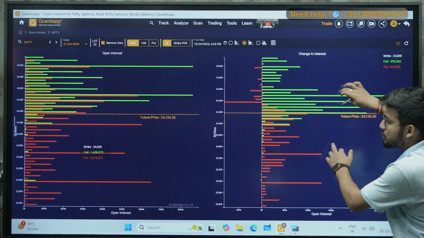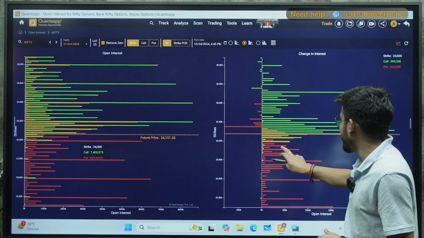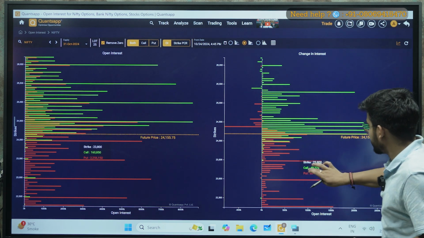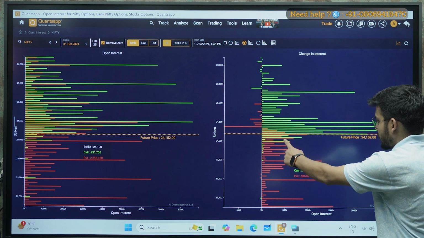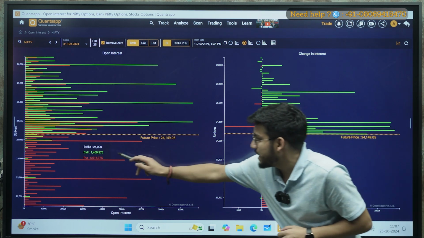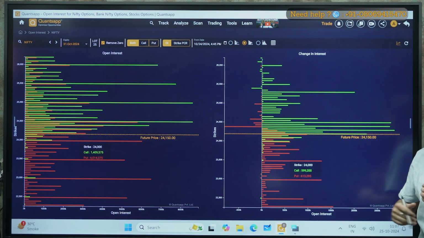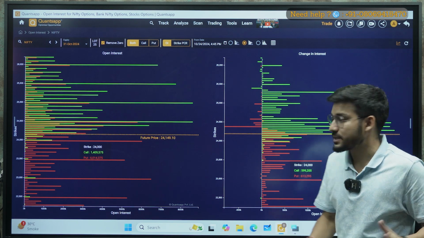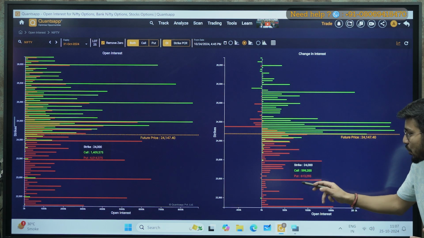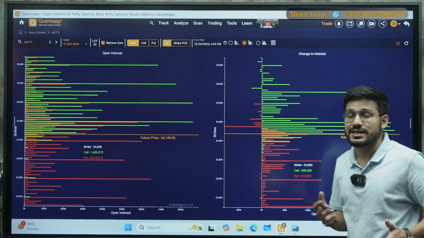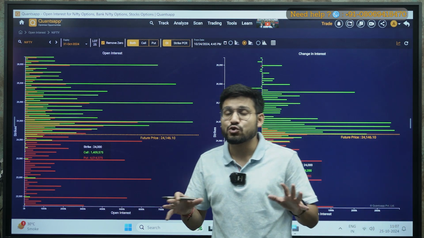Similarly, in this section, I can also see the level of 24,000. If I tap on 24,000 here, this is my 24,000. You can see here 60 lakh put sellers are there at 24,000, right? But this is the change in open interest, right? How much change there has been in the open interest? So I can see 60 lakh put sellers were there, and along with that approximately a 6 lakh increase of put sellers. It means they are increasing their position at that level, so the market will be facing so much rejection there, right?